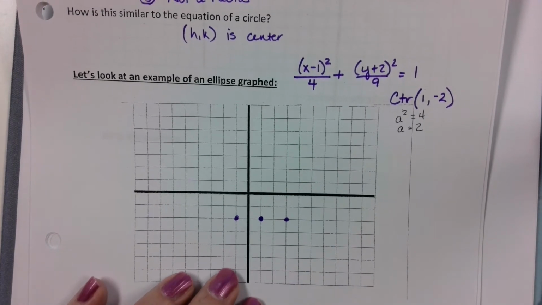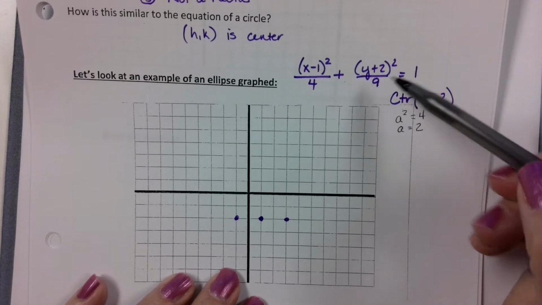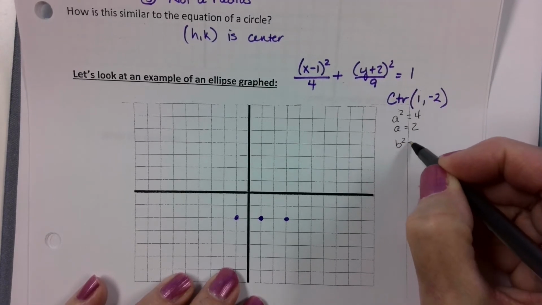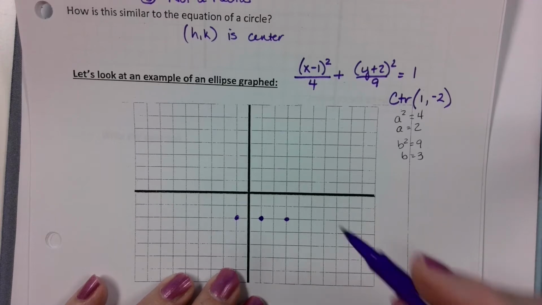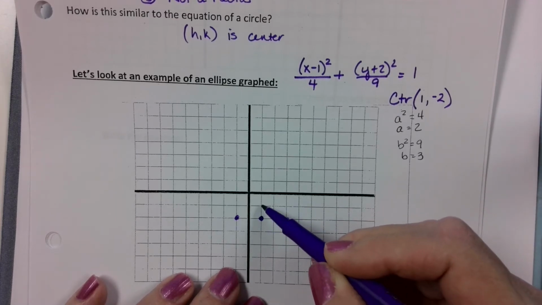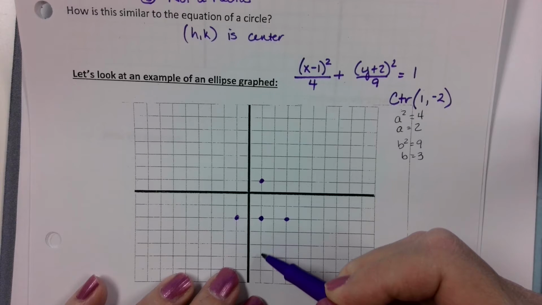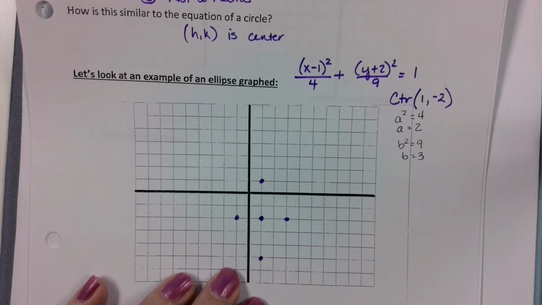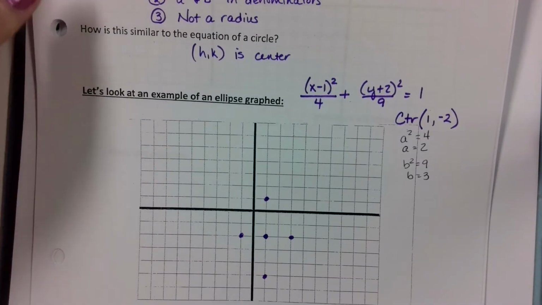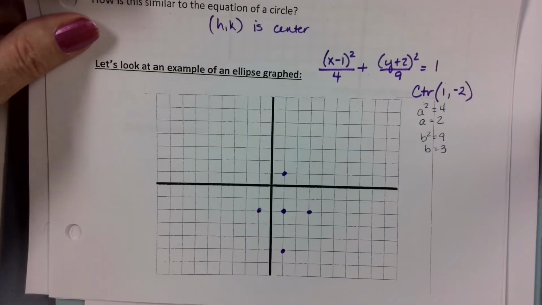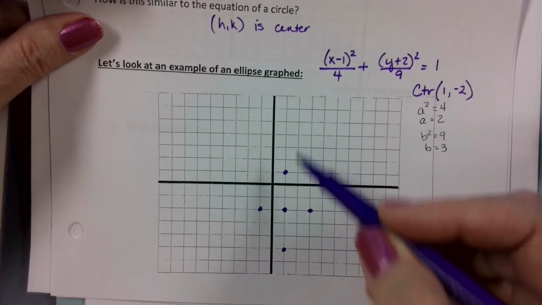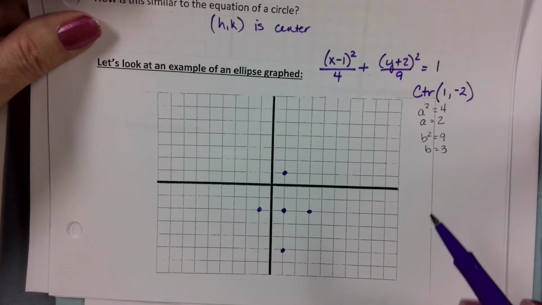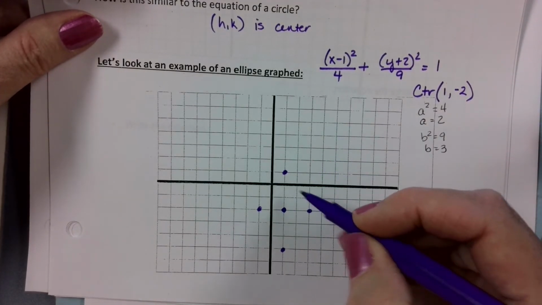Okay. So the 9 is b squared. So if b squared is 9, then b is 3. So from the center, we're going to go up 3 and down 3. So getting those points is very much like a circle, but it's not a radius. It's different depending on if you're talking the x direction or the y direction, the horizontal or the vertical. Does everybody get that? Okay, now we're going to just graph it.